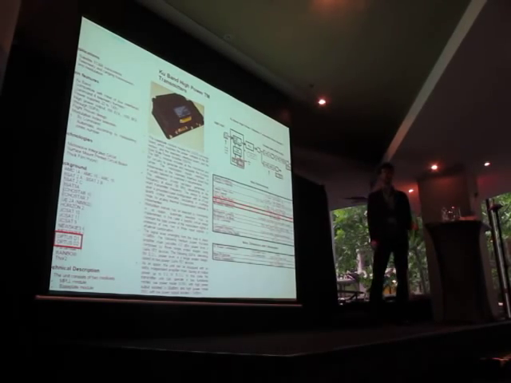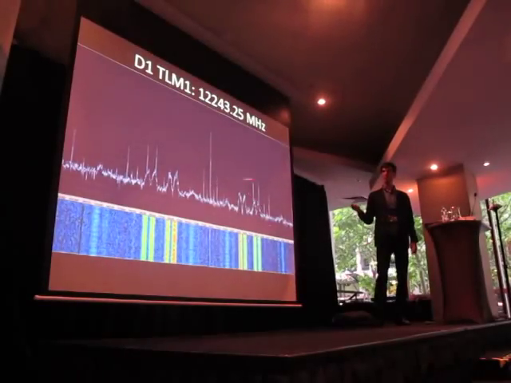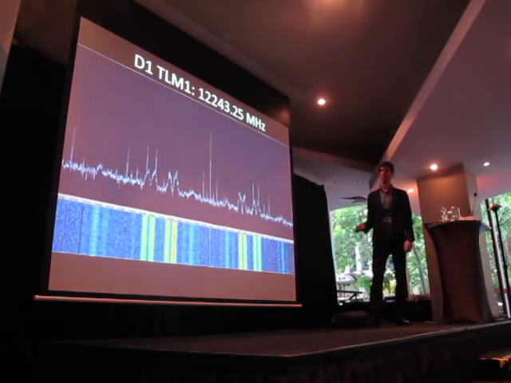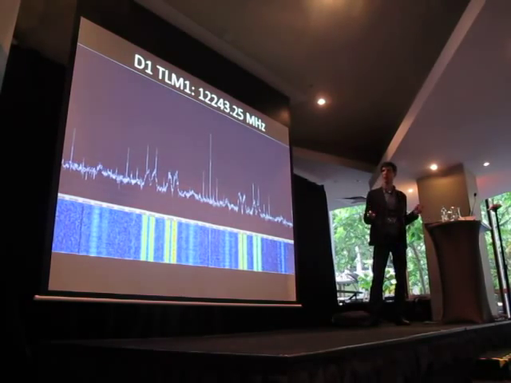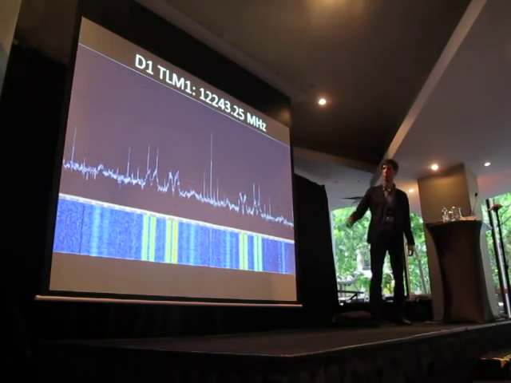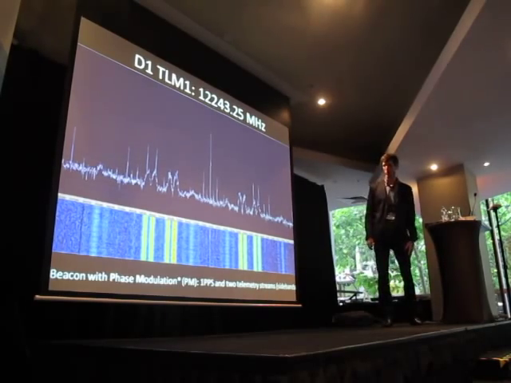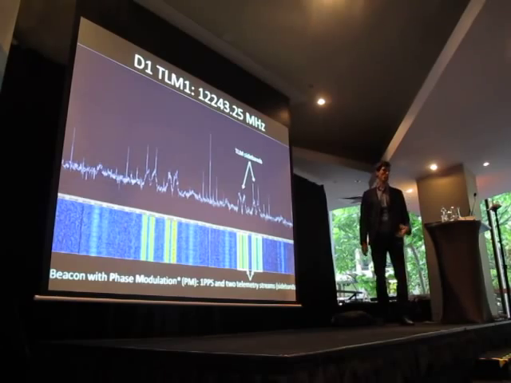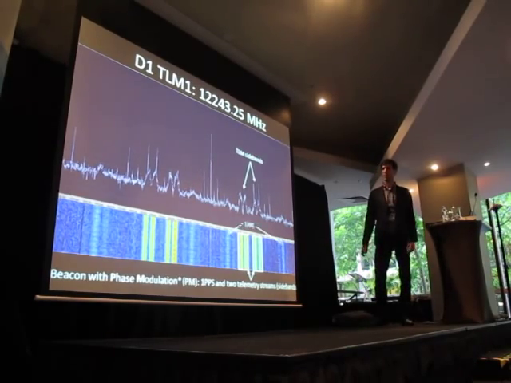So that's a clue as to what kind of signal to expect. This is actually the telemetry and the beacon signal coming down from the D1 satellite going through the USRP. This is the frequency plot. And we know that's phase modulation. Here you've got telemetry sidebands that contain health information about the satellite.